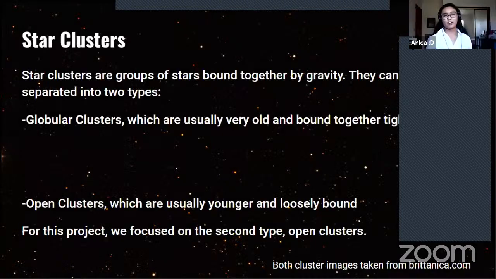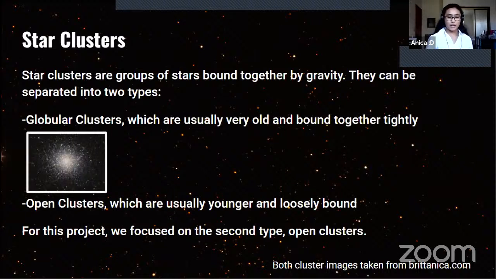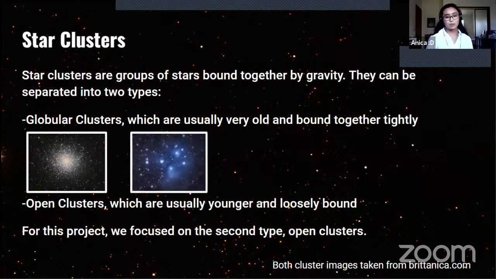Okay, so first of all, what are star clusters? Star clusters are groups of stars bound together by gravity. They can be separated into two types. First, there's globular clusters, which are usually very old and bound together very tightly, and open clusters, which are usually younger and loosely bound. And for this project, we focused on the second type, open clusters.